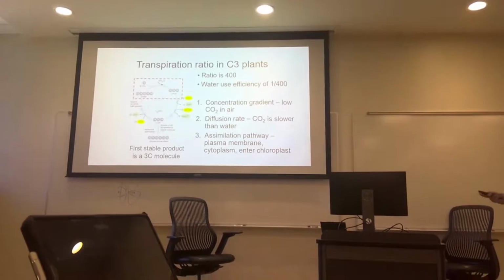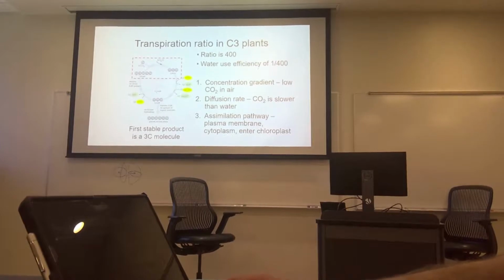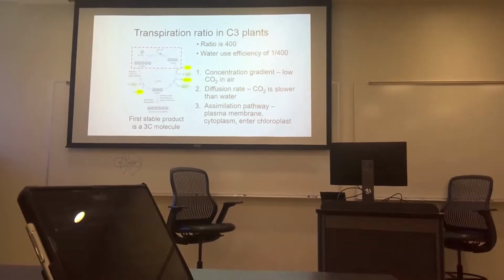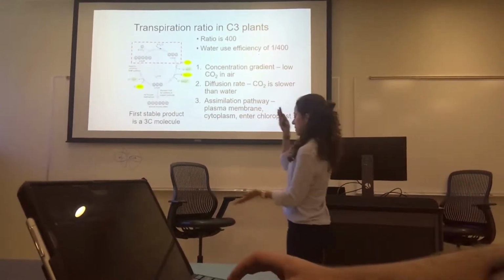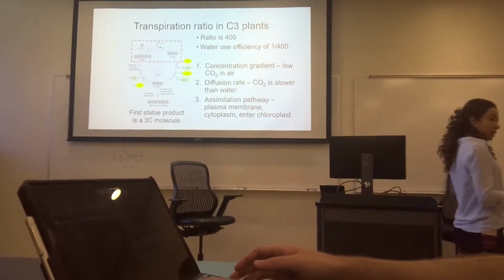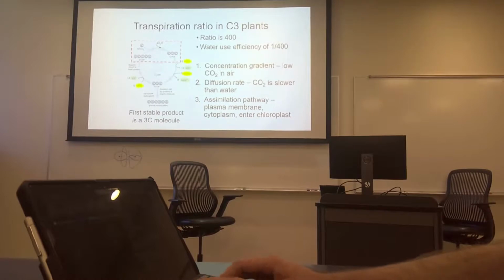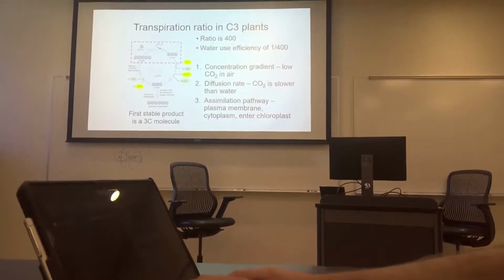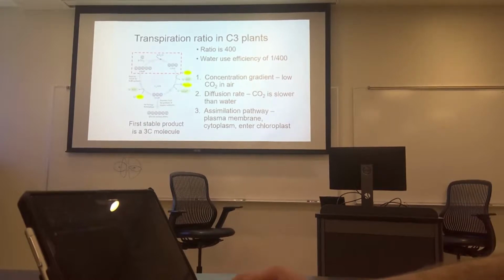So why is that? Because there is low CO2 in air. Now CO2 is increasing in air, but that's the only part that is good news. The diffusion rate is also a factor: CO2 basically moves slower than water. So it takes longer for CO2 to come in than water to leave. And also the assimilation pathway. When you think about it, the CO2 that is in the air has to enter the cell, then cross the membrane, and then enter the chloroplast, where the Calvin cycle happens. While water is just there in the space and it's ready to go. So it's very inefficient.